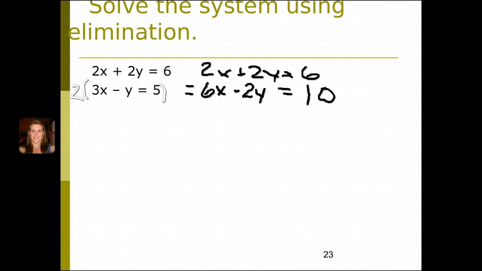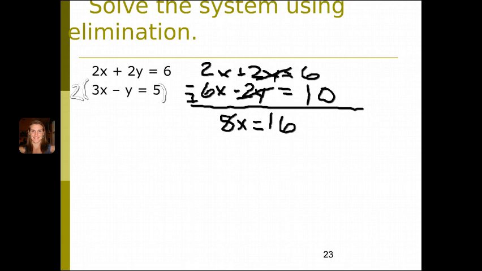Now we can look at the system of equations and we have a coefficient that is the same. Our y values have a positive 2 and a negative 2. We can eliminate those. Because the signs are different, we are going to add our equations to eliminate the y value. 2x plus 6x gives us 8x. Positive 2y plus a negative 2y gives us a 0, so those values cancel out, which is what we wanted to do in elimination, to eliminate one of the variables. 6 plus 10 gives us 16.